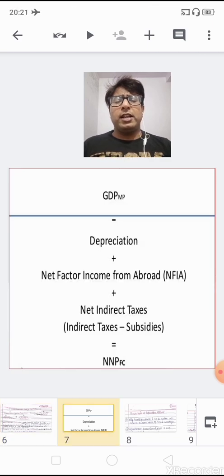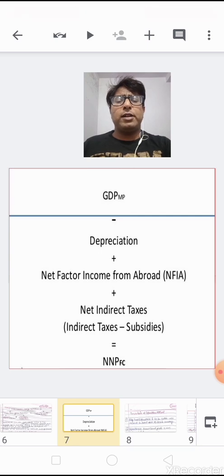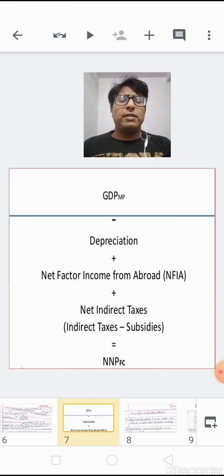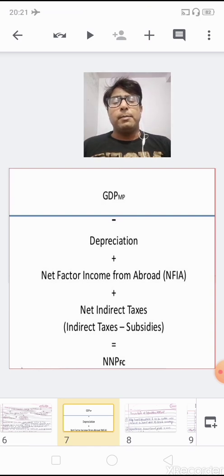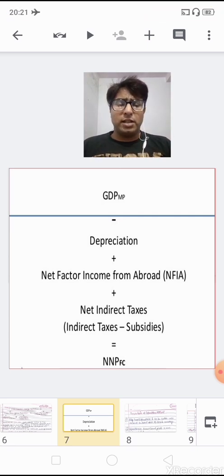So children, again I am going to repeat it. Once we add all the expenditure of these four components, we will get the value of GDP MP. Once we get the value of GDP MP, we have to subtract the depreciation and add the net factor income from abroad, which is known as NFIA, and subtract the net indirect tax. Then we will get the value of NNP FC, which is known as national income.